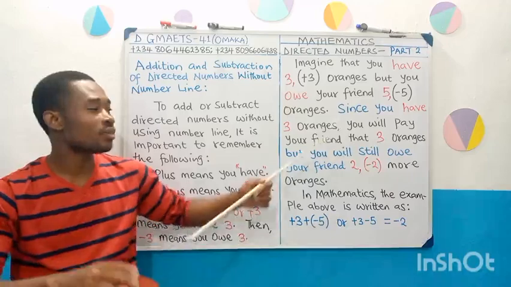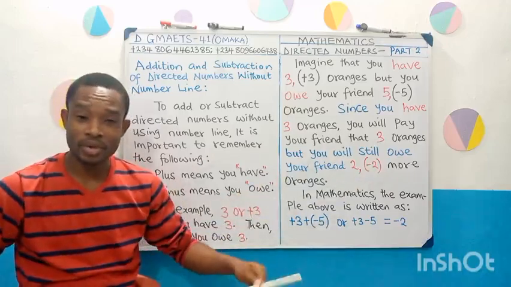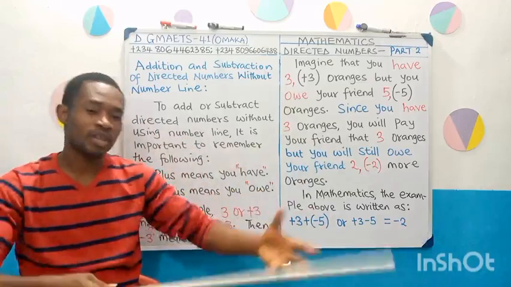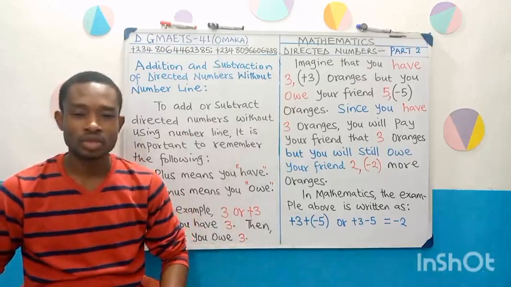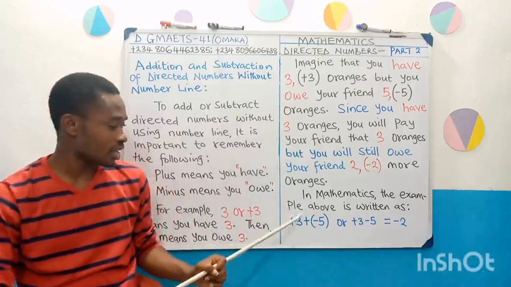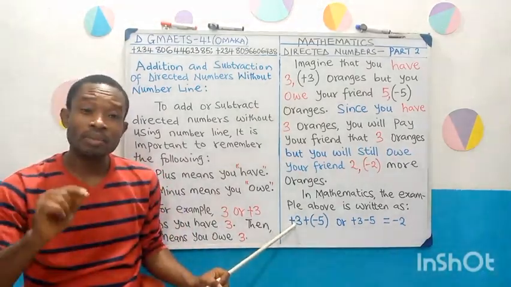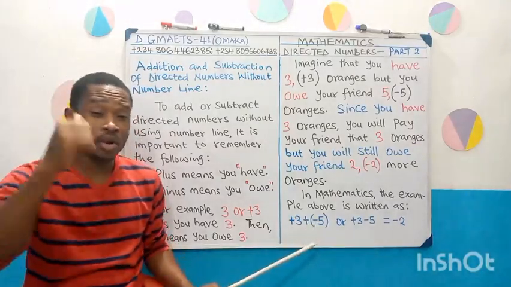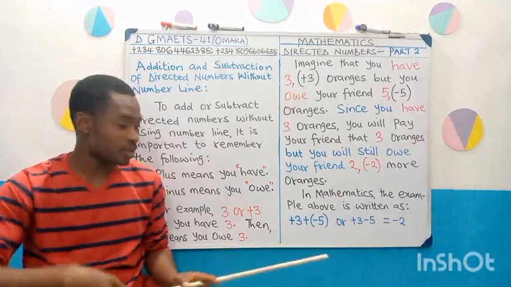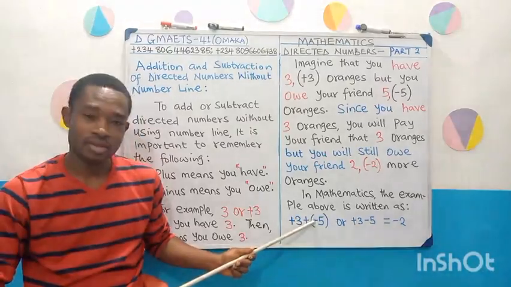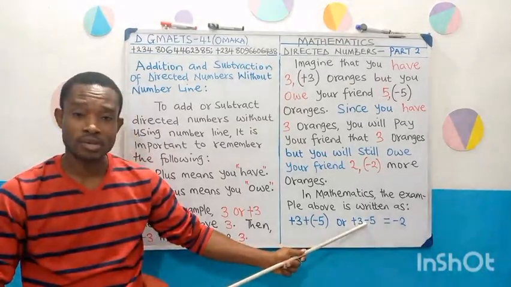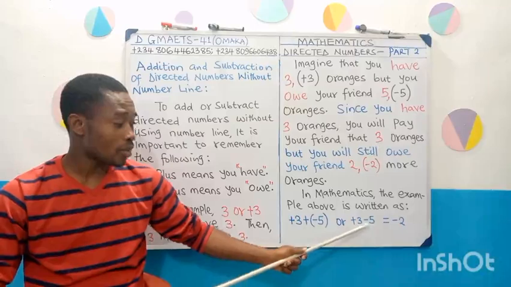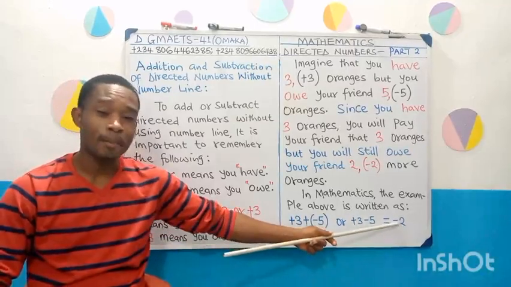So let us put this example together in mathematics. Remember, you have 3, you are owing 5. So if you pay the 3, you will still be owing what? 2 more of the oranges. So let us look at it. It's written as plus 3 plus minus 5. Remember from our last class, I taught you sign arrangement. This plus minus will change to what? Minus. So we can still write this as plus 3 minus 5. And that plus 3 minus 5 will now give us the answer minus 2.